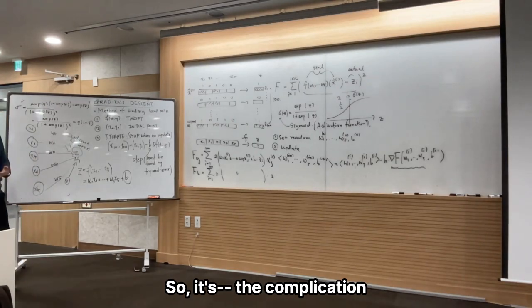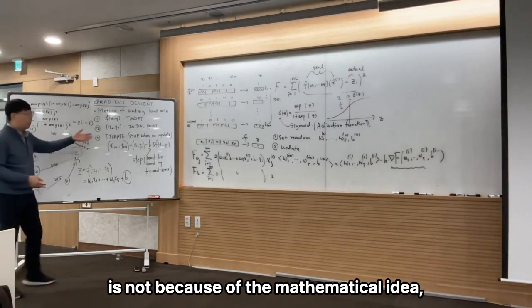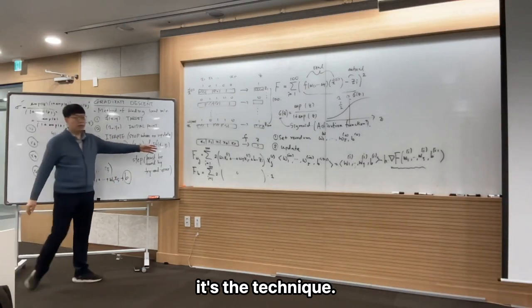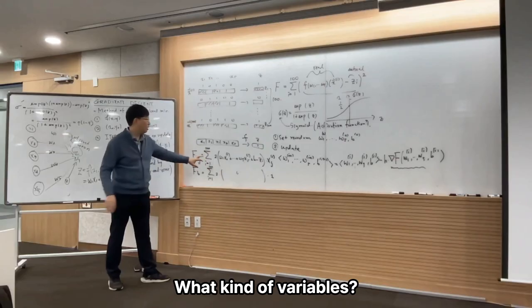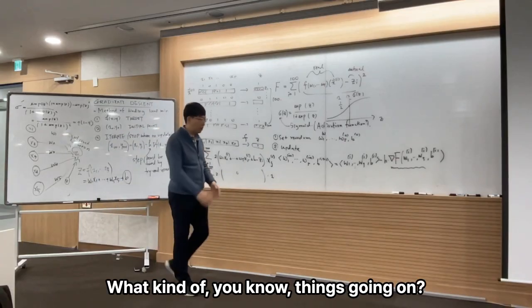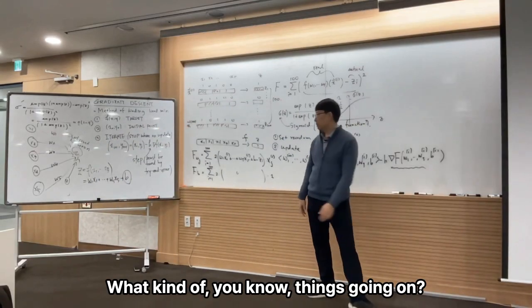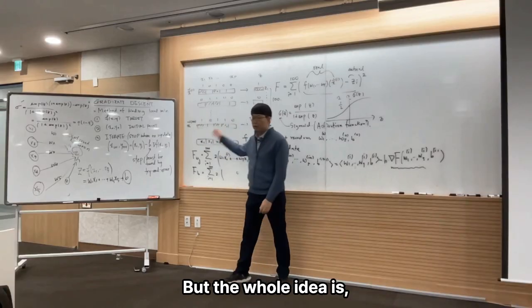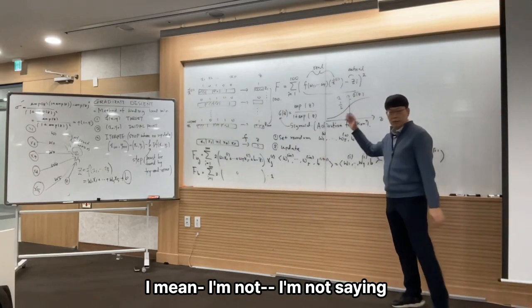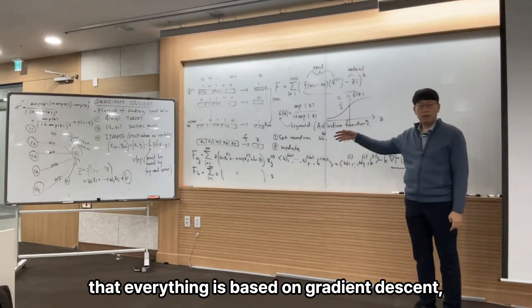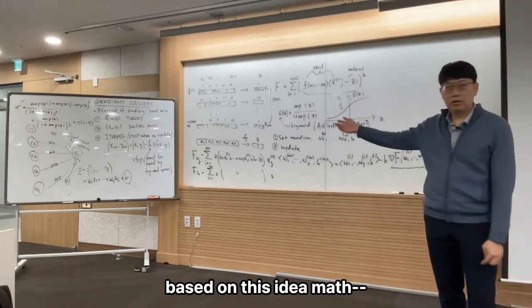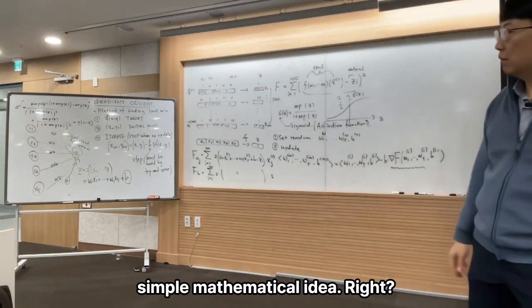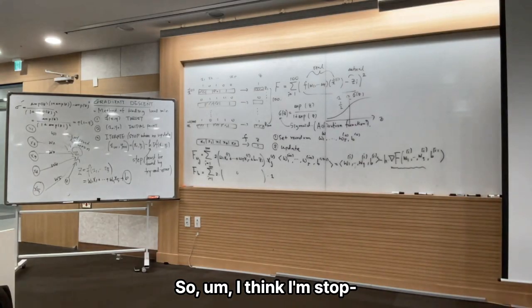So the complication is not because of the mathematical idea, it's the technique. Like what kind of function is more efficient, what kind of settings, what kind of variables, what kind of layers, what kind of things going on. But the whole idea is, I'm not saying that everything is based on gradient descent, but the basic material of the neural network is based on this simple mathematical idea, right? So I think I'm going to stop here.